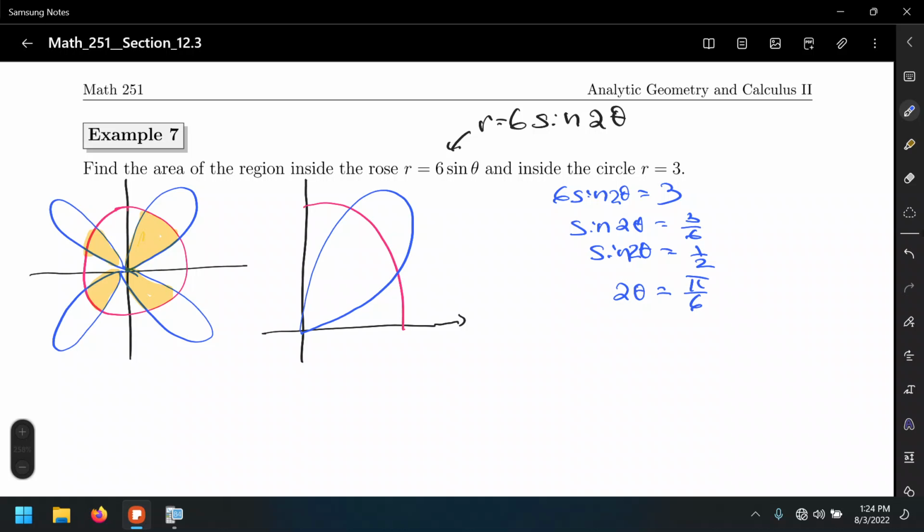And then the next value, it's actually on the second quadrant. I believe it's 5 pi over 6. Okay. So those are the two values, pi over 6 and 5 pi over 6.